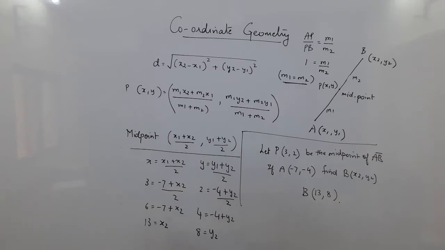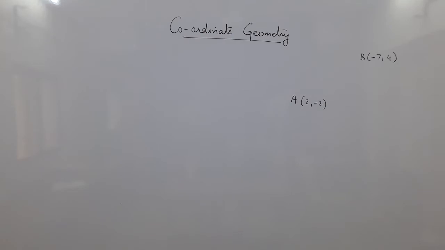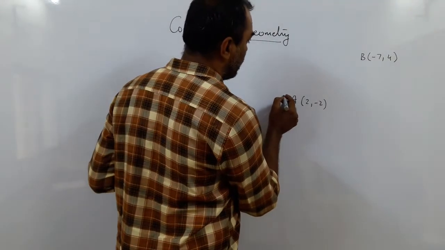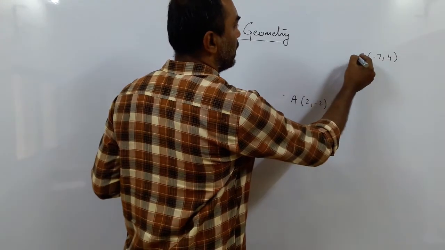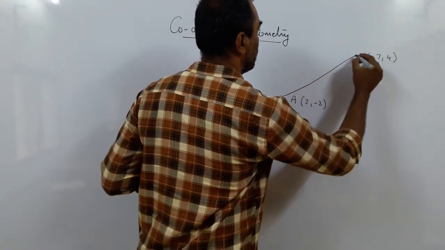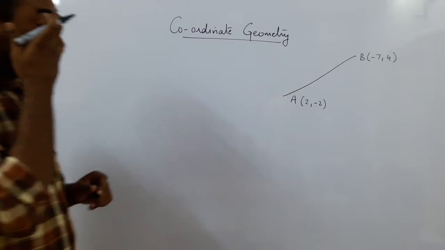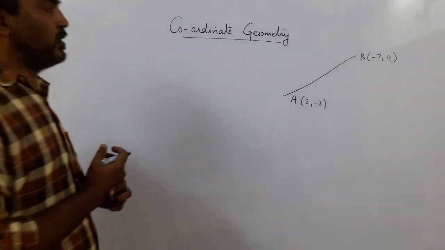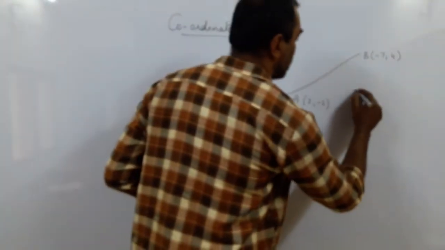Now we'll go to the formula of centroid of a triangle. Do you know what a centroid is? Before we move on to the centroid, there is one more sum we'd like to see. I am given a point A, (2, minus 2), and a point B, (minus 7, 4). Now the question is, find the coordinates of the points which trisect.